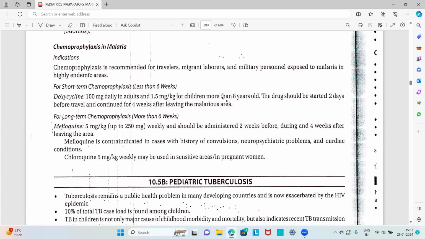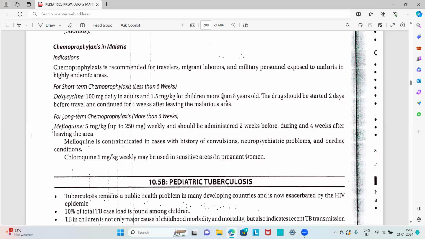For the long-term chemoprophylaxis, that is more than 6 weeks, we have to give the mefloquine 5 milligram per kilogram up to 250 milligram weekly, administered 2 weeks before and during the stay in the endemic areas, and also the 4 weeks after leaving this endemic area. The mefloquine is contraindicated in the case with the history of the convulsions, neuropsychiatric problems, and cardiac conditions. The chloroquine 5 milligram per kilogram weekly may be used in sensitive areas or in the pregnant woman.